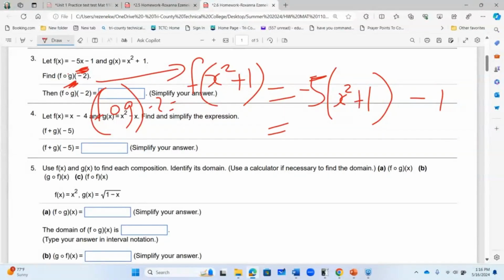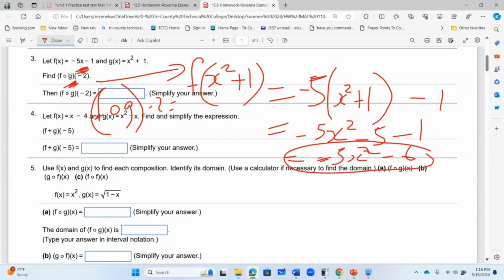I'll distribute -5 into the parentheses: -5x squared. -5 multiply 1, I have -5. Then there's a -1 outside. Collect like terms together. I have -5x squared minus 6. Therefore, f composed of g of x is this. Let me just write it so you know.